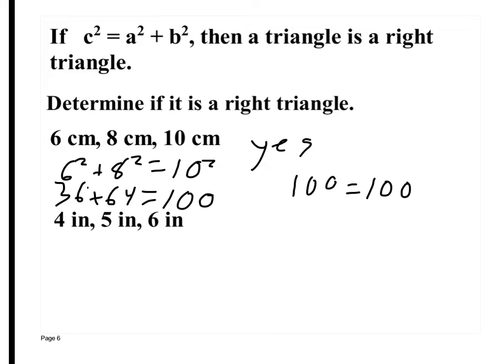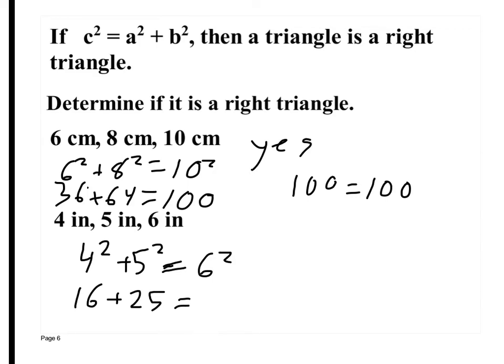Let's do 4, 5, and 6. So you do 4 squared plus 5 squared and see if it's equal to 6 squared. 4 squared is 16, 5 squared is 25, and 6 squared is 36. 16 plus 25, what does that equal? 41. Does 41 equal 36? No. So is this a right triangle? No. It's only a right triangle if it's a true statement.